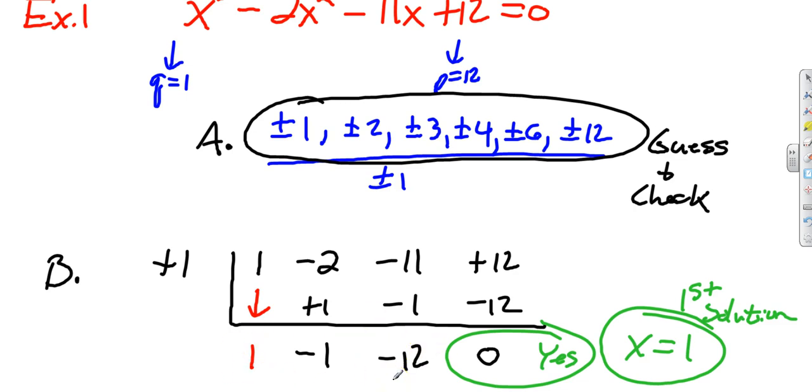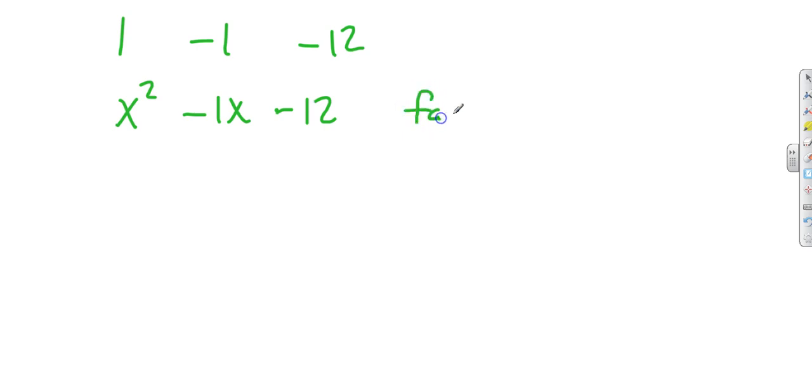Because we've got 1 minus 1 minus 12. This was our answer that we had. And if we go back and we started with x to the third, so we go back and put in the powers of x, this is x squared minus 1x minus 12. Here's what they really want you to see. If you get down to x squared, or even x to the third, we'll do in a minute when we get down to x to the third, see if this thing will factor.